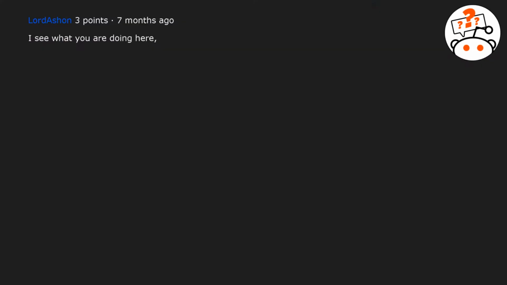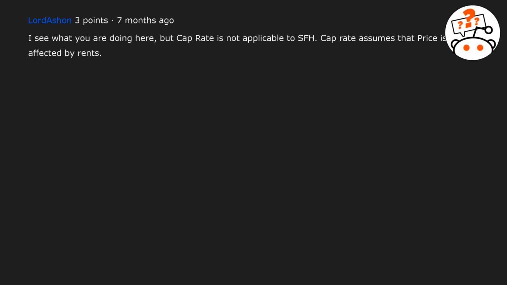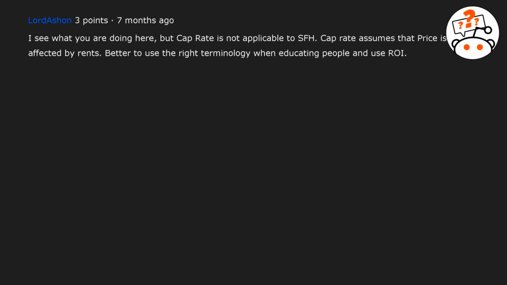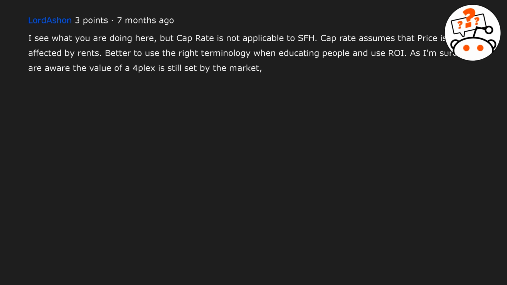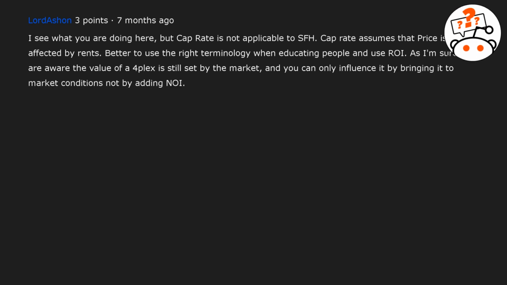I see what you are doing here, but cap rate is not applicable to SFH. Cap rate assumes that price is affected by rents. Better to use the right terminology when educating people and use ROI. As I'm sure you are aware, the value of a 4PLEX is still set by the market, and you can only influence it by bringing it to market conditions, not by adding NOI.